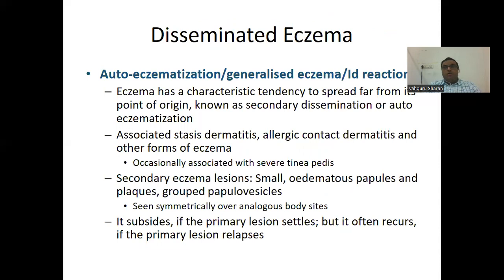Next, disseminated eczema, or id reaction. Now, eczema does have a characteristic tendency to spread far from the site of origin. This is called secondary dissemination or autoeczematization. There could be an associated stasis dermatitis, allergic contact dermatitis, or other forms of eczema, which could lead to autoeczematization. Secondary eczema lesions are small edematous papules, plaques, or papular vesicles, symmetrically seen on analogous body sites. The id or autoeczematization does subside with the treatment of the primary lesion. But if the primary lesion comes back, this also will come back.